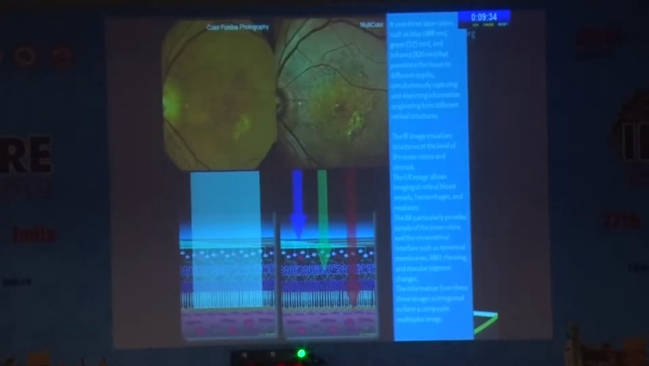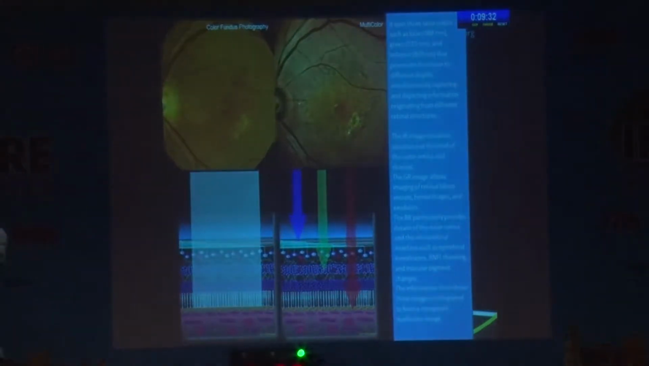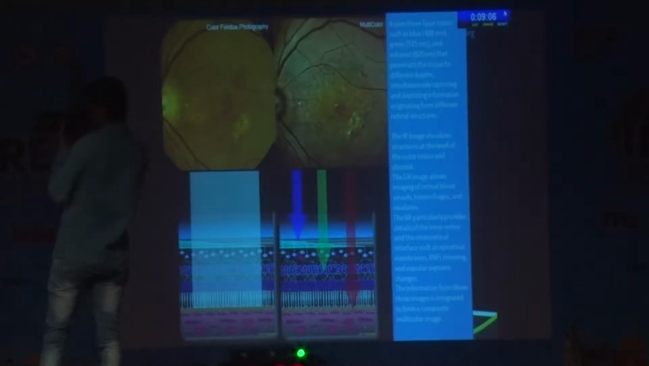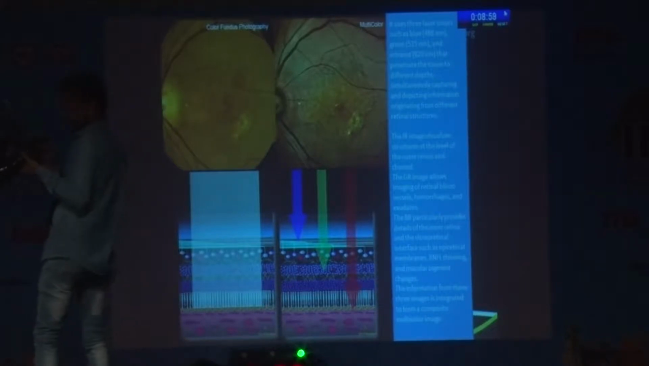Now what this basically is, it involves three lasers. There is a blue laser, green laser, and infrared laser. The infrared laser visualizes structures at the level of the outer retina and the choroid. The green laser obtains images from the retinal blood vessels, hemorrhages, and exudates in the middle retina. And the blue laser obtains information from the surface, the vitreoretinal interface, and the inner retina. All the information from these three laser images can be integrated to form a composite multicolor image.